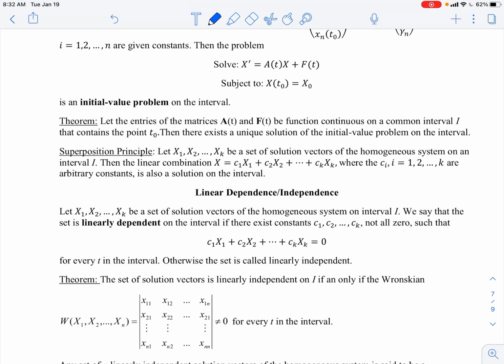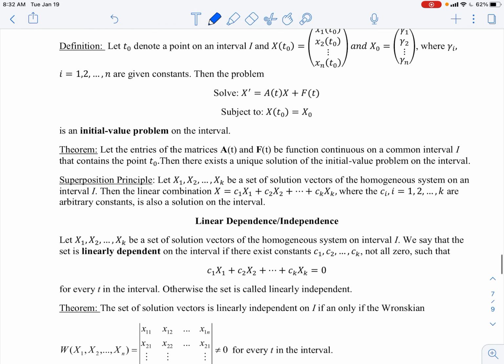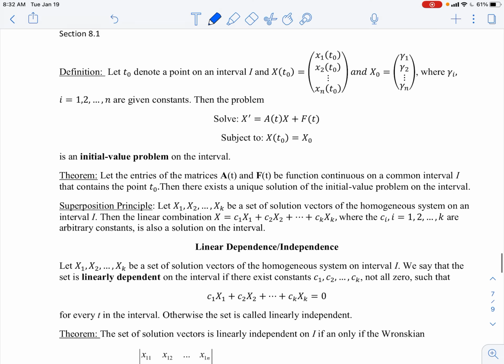So we're going to let the entries of matrices A of t and f of t be continuous functions on a common interval I that contains the point t sub 0. Then there exists a unique solution of the initial value problem on the interval. Basically, if we are given initial values, we have an initial value problem, so we can have a unique solution given the initial value. Instead of having a family of solutions, once you're given an initial value, you're going to have a unique solution.